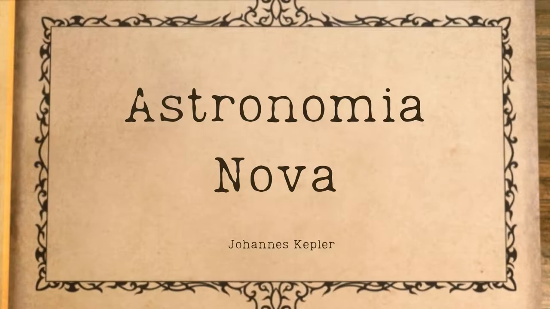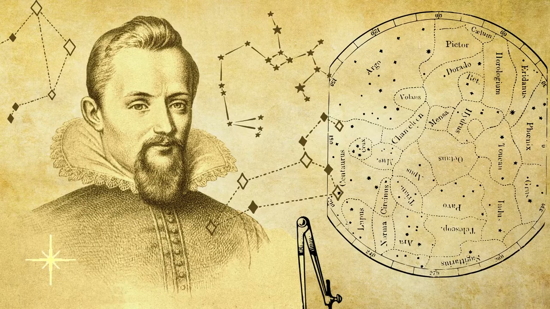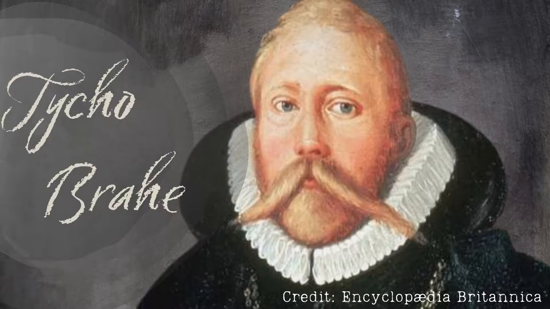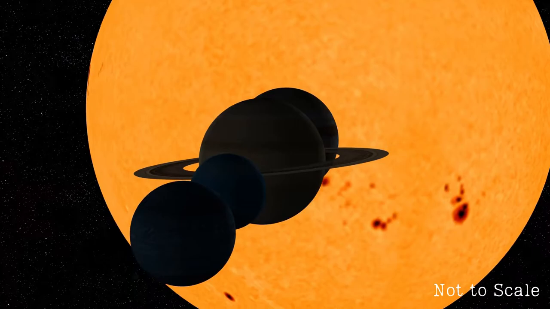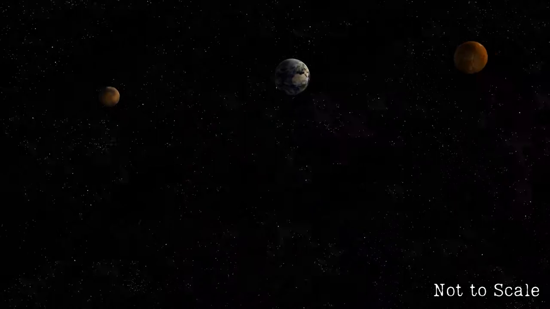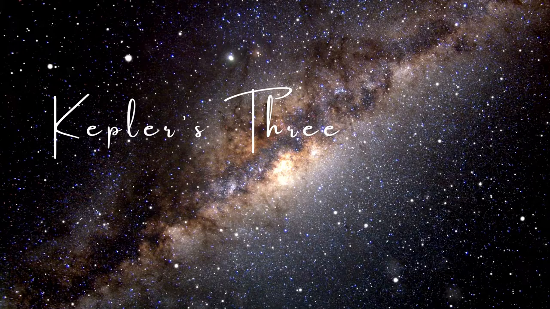In his book Astronomia Nova, German astronomer Johannes Kepler presented the findings of his 10-year research of the motion of the planet Mars. After years of analyzing data collected by his supervisor Tycho Brahe, Kepler came up with three laws of planetary motion that challenged astronomers' previous beliefs about the motion of planets in our solar system. This video presents Kepler's three laws of planetary motion.